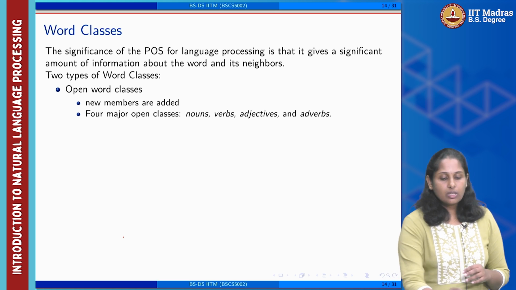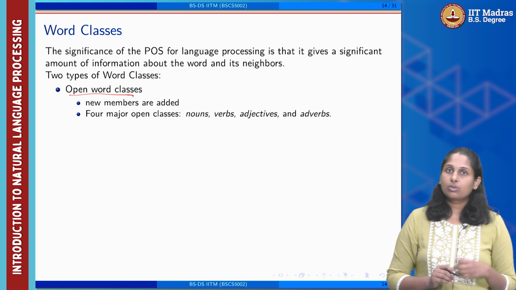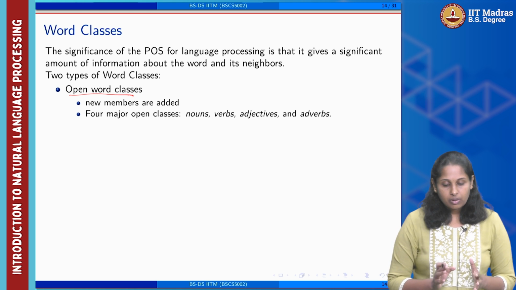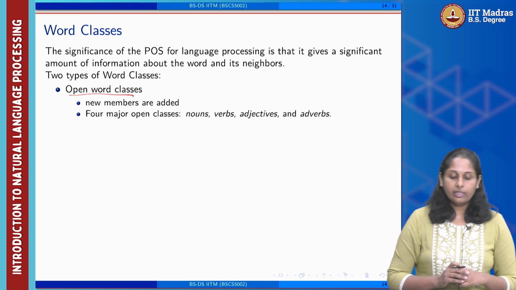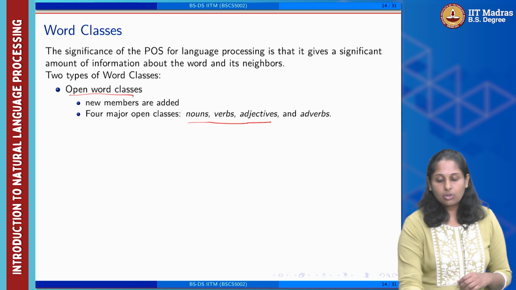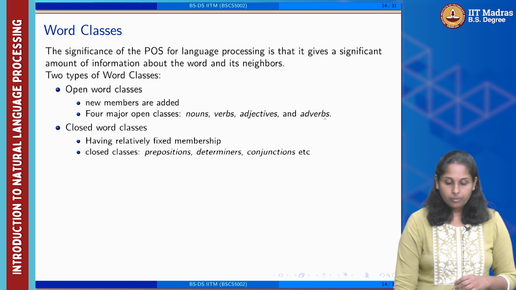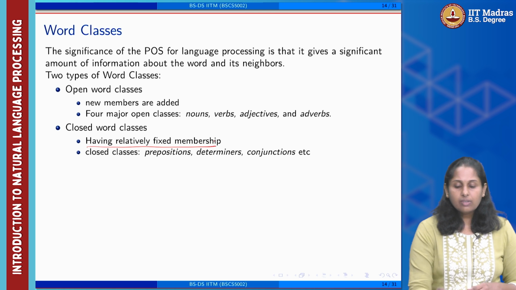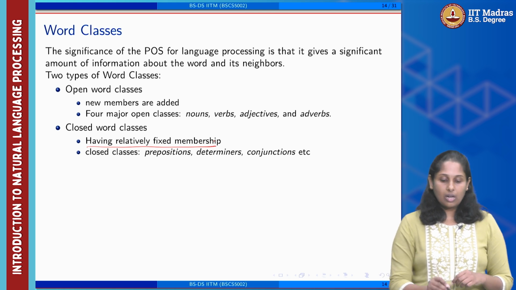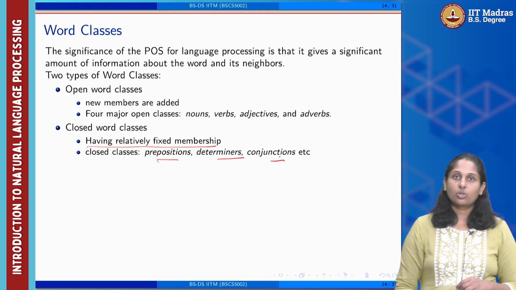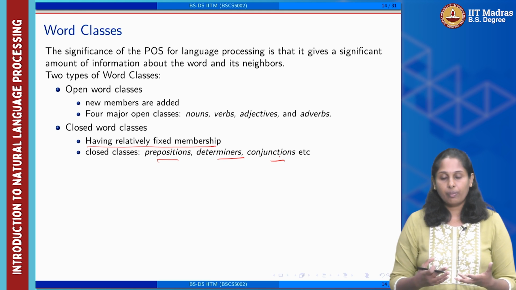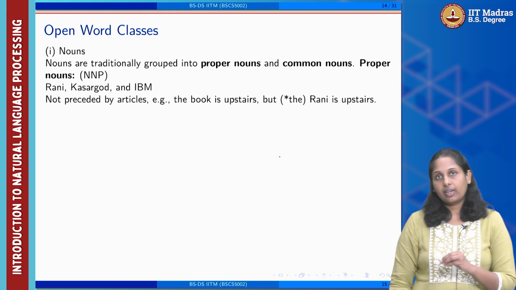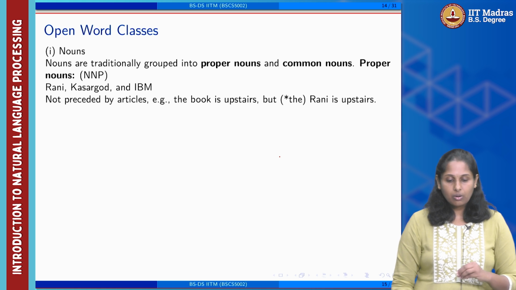As we already know what an open class and a closed class are through our morphological analysis understanding, open class words are classes of words where new members are added. So, especially nouns, verbs, adjectives and adverbs are open class. On the other hand, closed classes are classes with relatively fixed membership. They have closed classes like prepositions, determiners and conjunctions, where we may not add any new members to this list. Now, let us talk one by one about what categories or subcategories can come under open class.